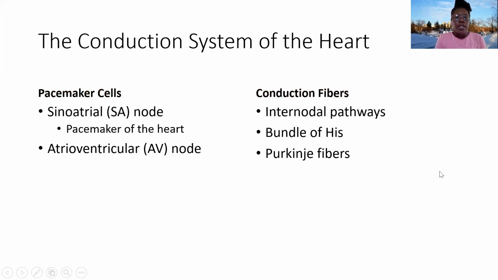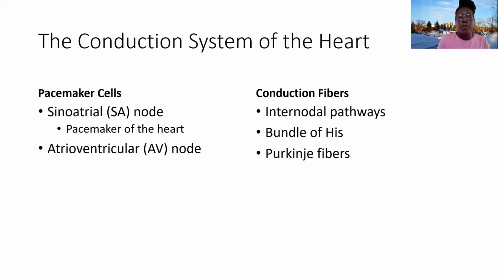So the pacemaker cells in the heart are the SA node, or the sinoatrial nodal cells. These are what set the main rate of the heart. So this is the primary pacemaker cell or primary group of pacemaker cells. This is located at the top of the right atrium. I'll point that out a few slides down.